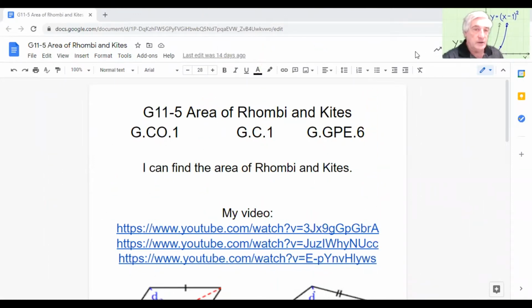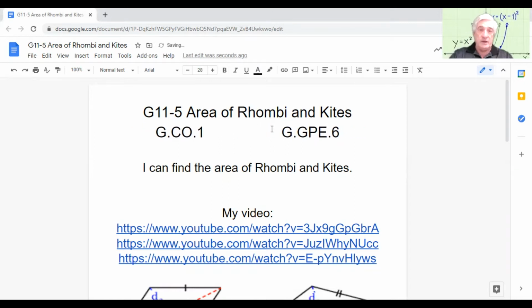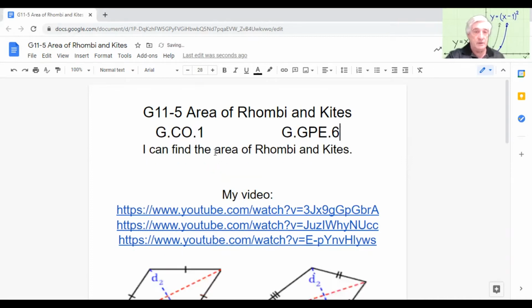This is G11.5, area of rhombi and kites. It's G.CO.1 and GPE.6. It says I can find the area of a rhombus or a kite.